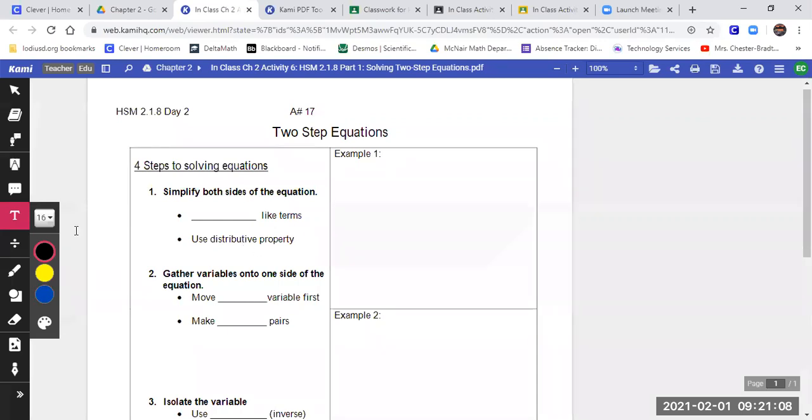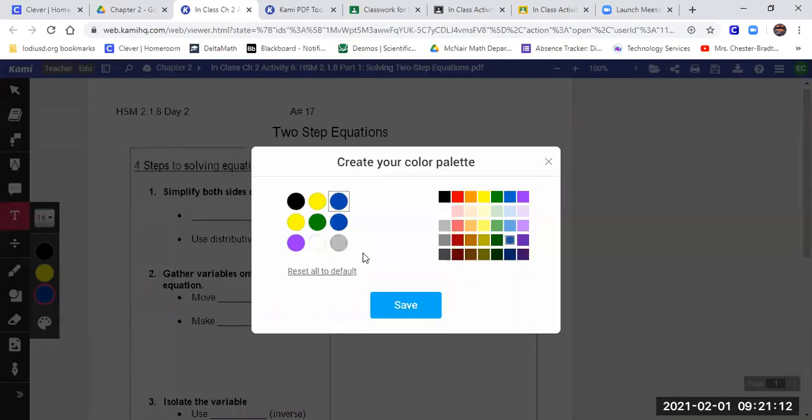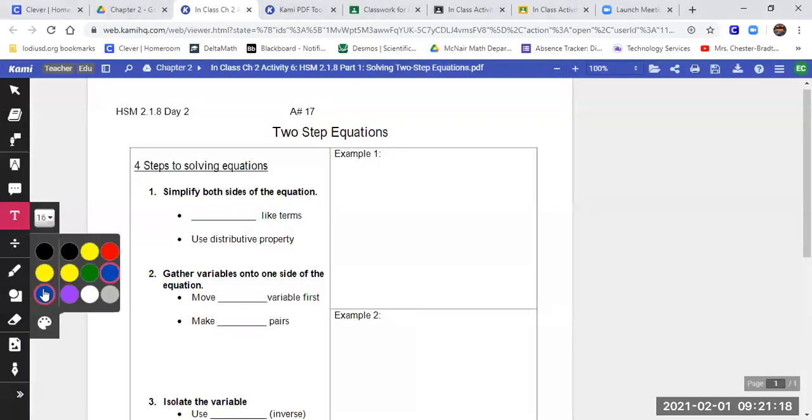So we are working on the two-step, okay? I think I want to be red today. I'll go over and pick red. So now it's on my list and I can pick it. Okay.